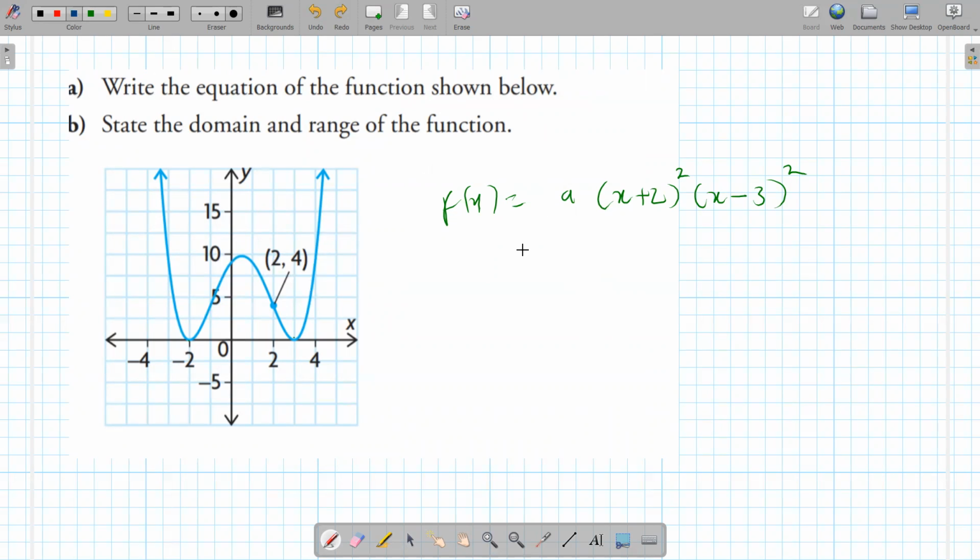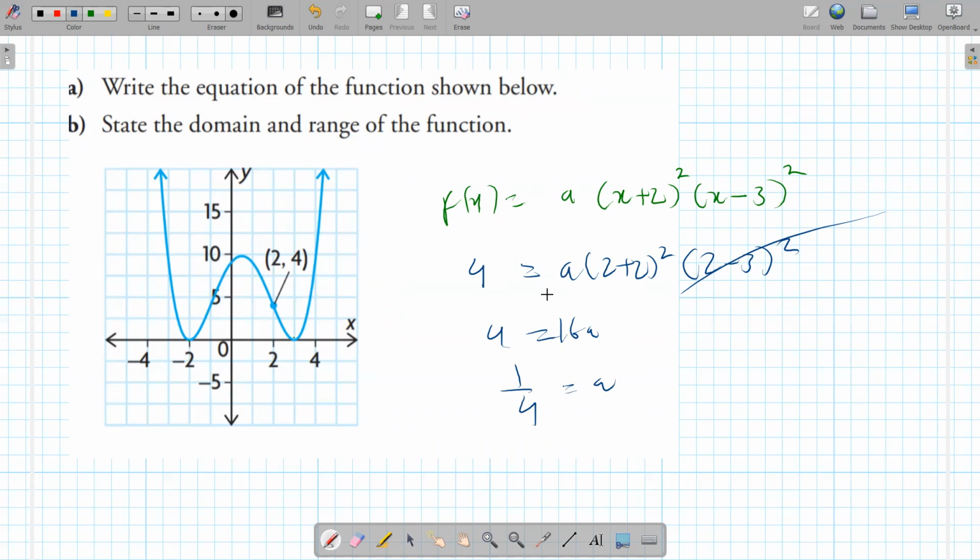Can we just sub in 2 and 4? Yeah, exactly. We're going to sub in 4 as y, and we're going to sub in 2 as x. Like that. That's just -1 squared, 1. This is 16a equals 4. So a is 4 over 16 or 1 over 4. And there we go. That's not that bad.